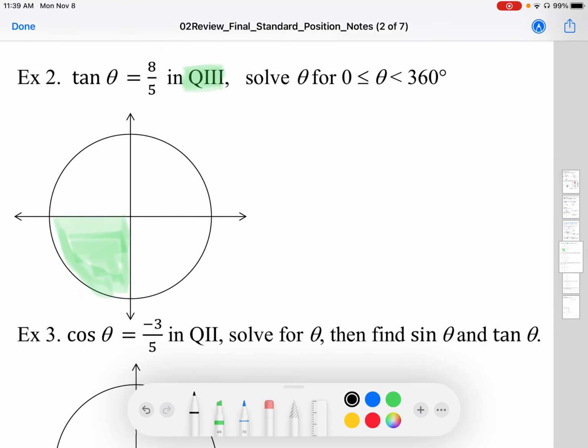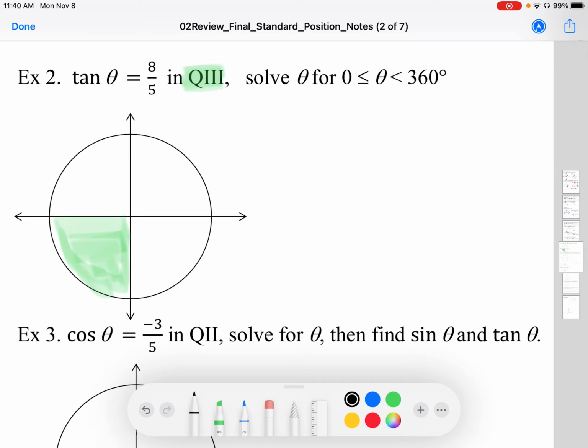In number two, we're looking at tan now. So we were told that the tan theta, or the slope, is 8 over 5. So it's positive 8 over 5, and it's in quadrant 3. Now, this fact that it's in quadrant 3 is very important because although we have to consider two different angles, we have to decide which of the two angles that we get is going to be in the right quadrant.